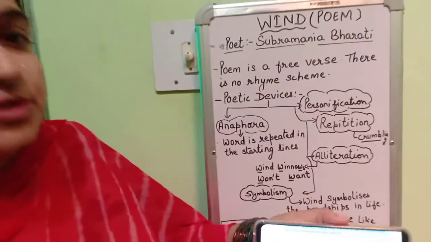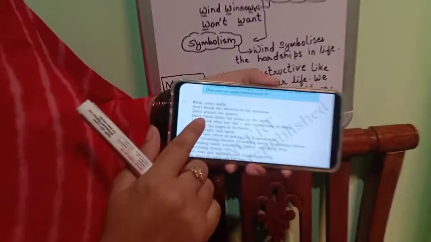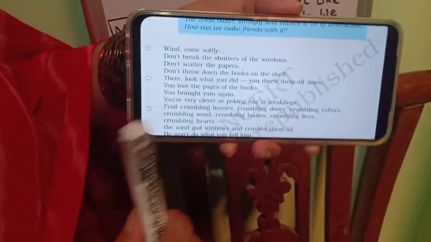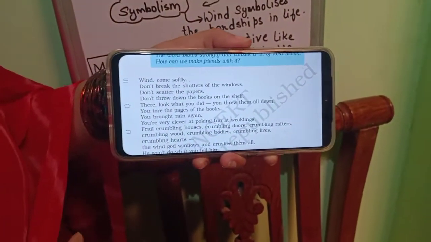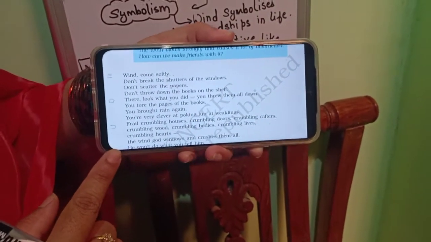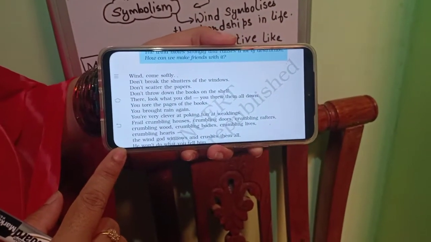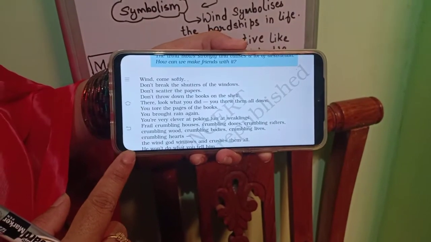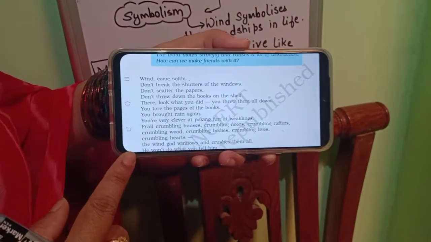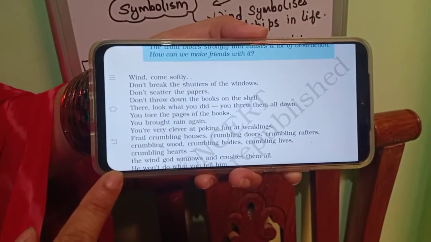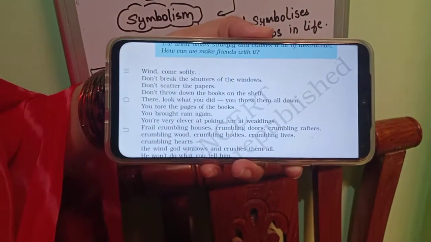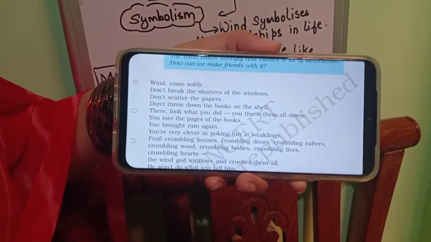Yes, so the poem is Wind. Wind, come softly, don't break the shutters of the windows, don't scatter the papers, don't throw down the books on the shelf. There, look what you did, you threw them all down. You tore the pages of the books, you brought rain again.